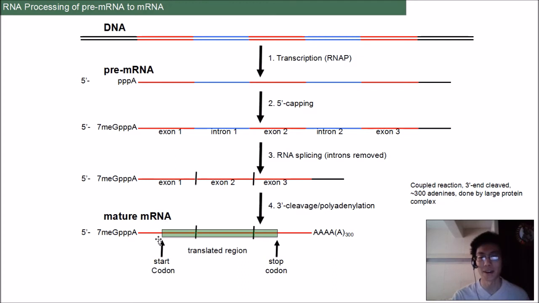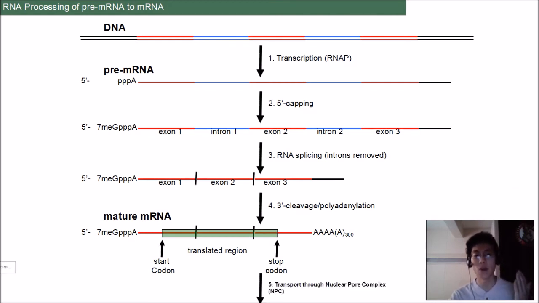So this is RNA over here, and the translated region again is this region between the start codon and the stop codon. Notice that there are sections of exons that are not within the translated region. So that's something else to keep in mind.